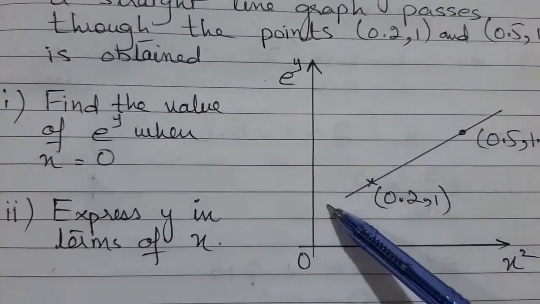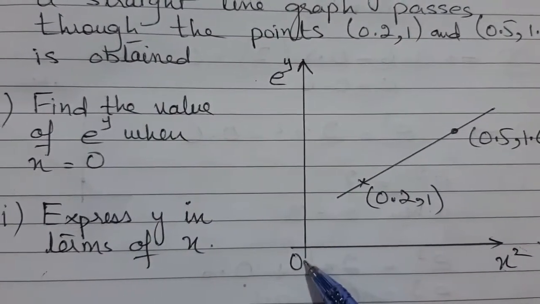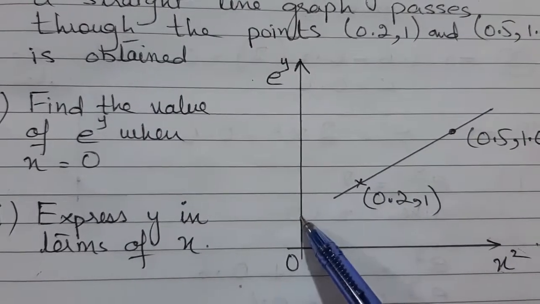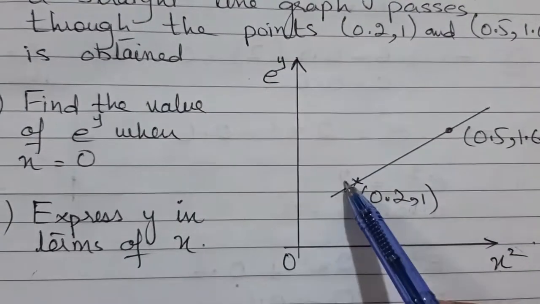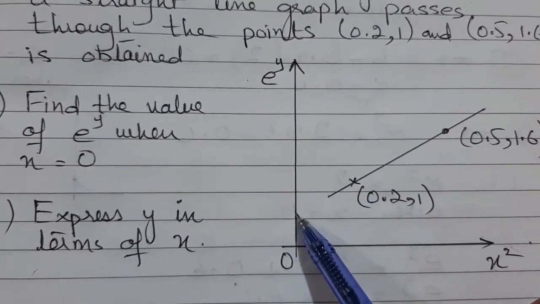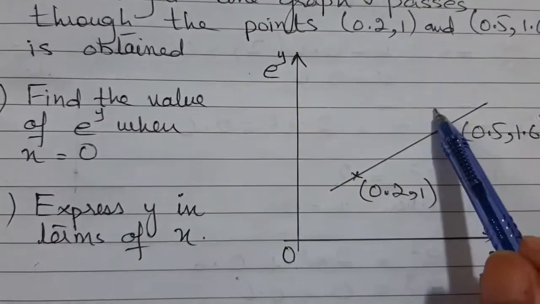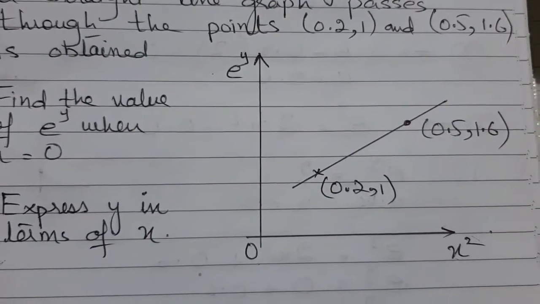If the grid is made here, x equals to 0 means I'm talking about this side. So I could extend the line and see where it would cut this vertical line, and my vertical line is e power y. So whatever this answer is, that is the answer of e power y when x is 0. But this was given on a plain page, so I have to find out through working. I cannot extend the line here.